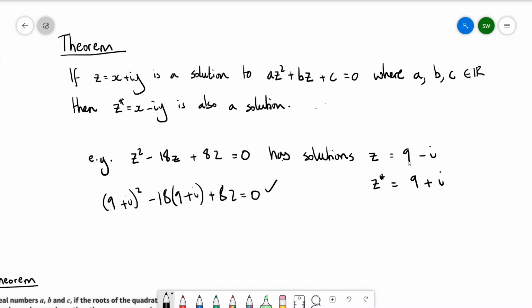If you substitute in z equals 9 plus i, you will get 0. Now this theorem has this condition that a, b and c have to be real numbers. This condition just ensures that it works. It won't work if either a, b or c are non-real numbers or complex numbers.